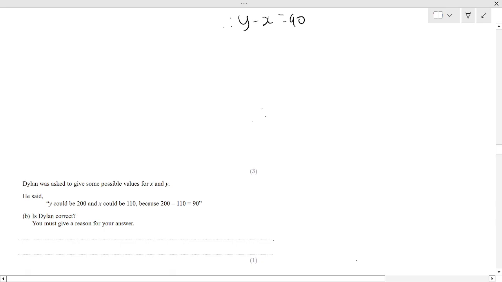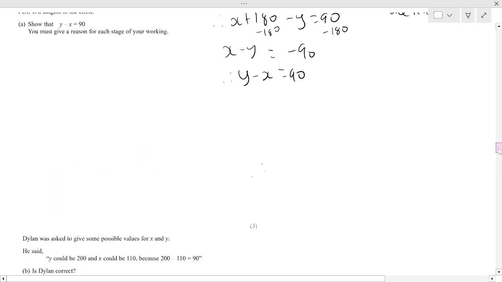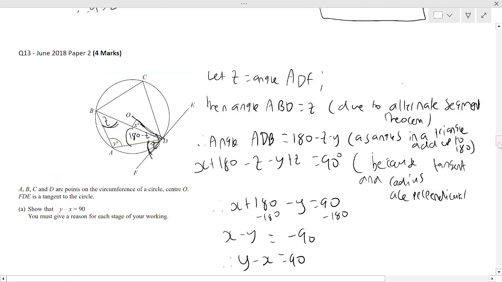Then it says Dylan was asked to give some possible values for x and y. He said y could be 200 and x could be 110 because 200 minus 110 is 90. Well, that calculation's right, but can he pick 200 and 110 for y and x? I'm going to give an exam tip here. When they ask stuff like this, usually 90% of the time the answer is no. So bear that in the back of your mind. But okay, let's have a look. So y is 200, x is 110.